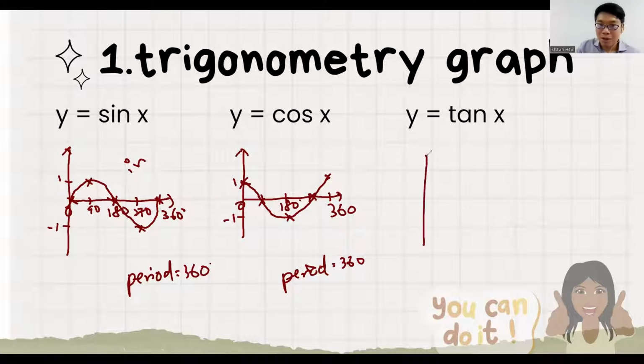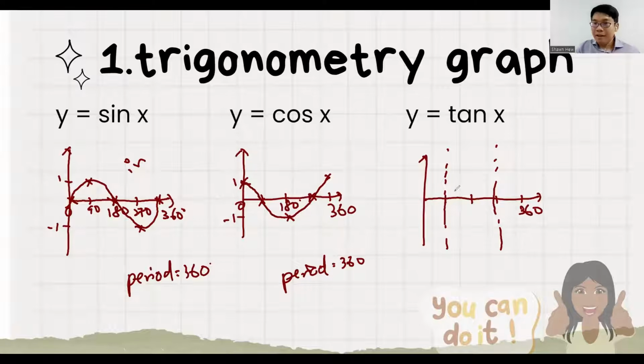Therefore, for the tangent graph, we also write 1, 2, 3, 4. Two lines are alternate, and then here is 360. The tangent graph is very special. We start from the middle. The asymptote is the line that we get very close to, but will never be able to touch. Your tangent graph always goes up. From this point, we slowly get closer to the asymptote. So it looks like this. And then from here, we need to go up to this point.